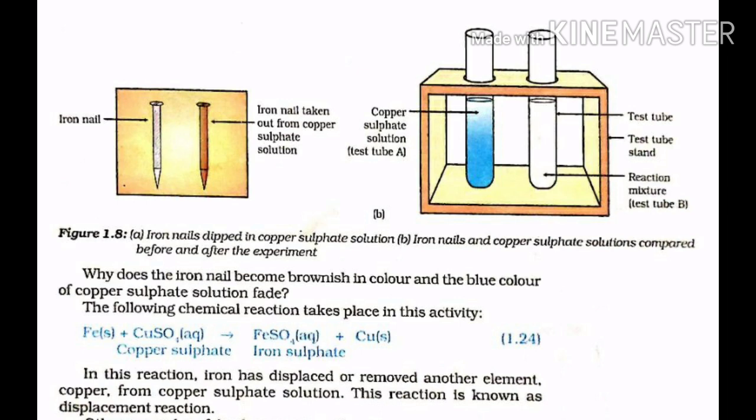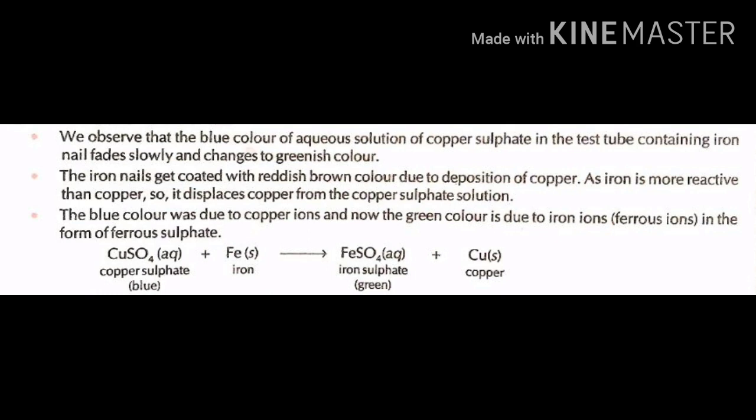We observe that the blue color of aqueous solution of copper sulfate in the test tube containing iron nail fades slowly and changes to greenish color. The iron nails get coated with reddish brown color due to deposition of copper. As iron is more reactive than copper, it displaces copper from the copper sulfate solution. The blue color was due to the copper ions, and now the green color is due to the iron ions, ferrous ions in the form of ferrous sulfate.